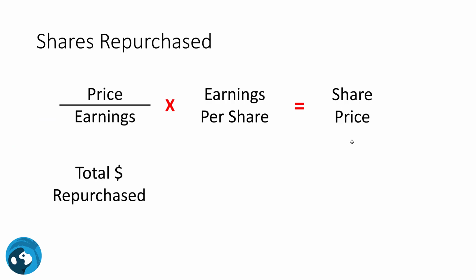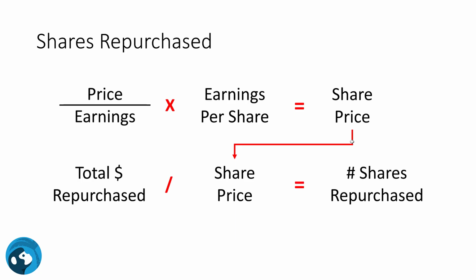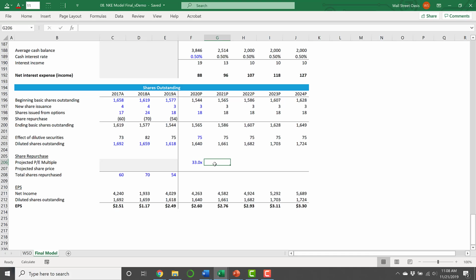So we know the dollar amount that Nike is going to repurchase, and we know our share price. So what we do to figure out the number of shares that we repurchase is we take that share price and divide the total dollar amount of our repurchases by our projected share price. And that gives us the actual number of shares that we're expecting to repurchase. Let's build that out in our model.